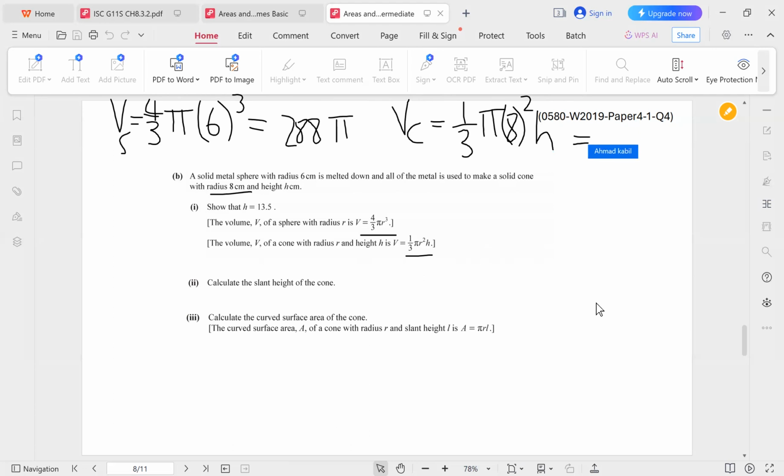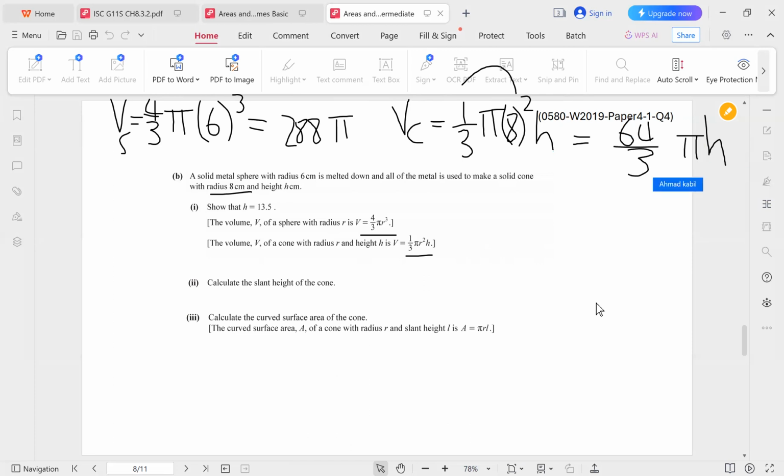Like we normally do, we just have pi on the right here, ignore the pi, and we also have h. And we need to find 1 over 3 multiplied by 8 squared. So 8 squared would be 64 divided by 3, or times 1 over 3. That would give us 21.3, or just 64 over 3 pi h.